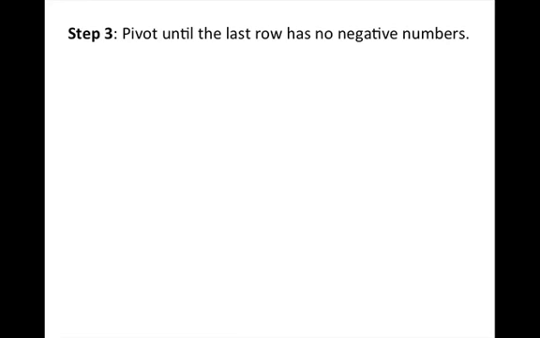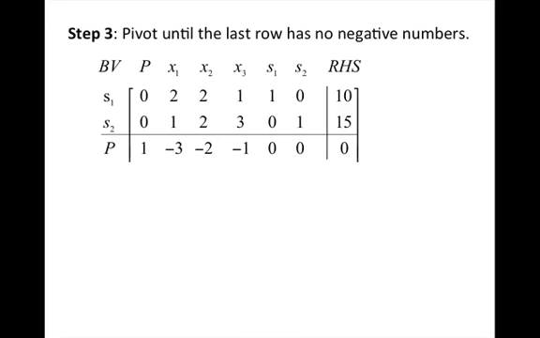Now that we have our initial table, we need to pivot until the last row has no negative numbers. So first we find our pivot column. We find the smallest negative number in the last row. The smallest negative number in the last row is the -3. That's in the x1 column, so my pivot column is x sub 1.